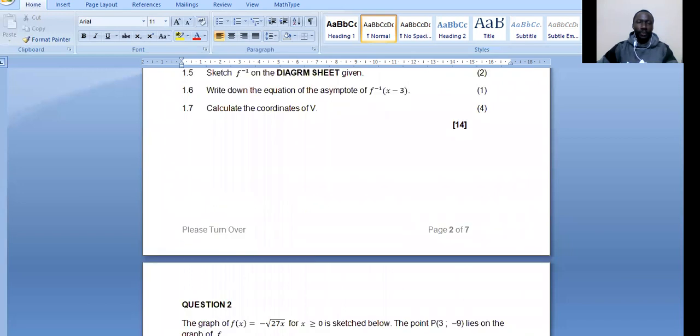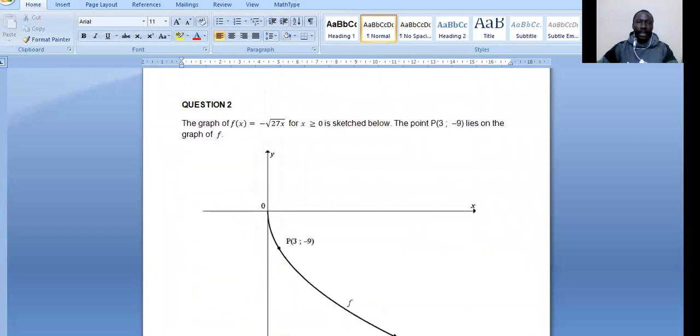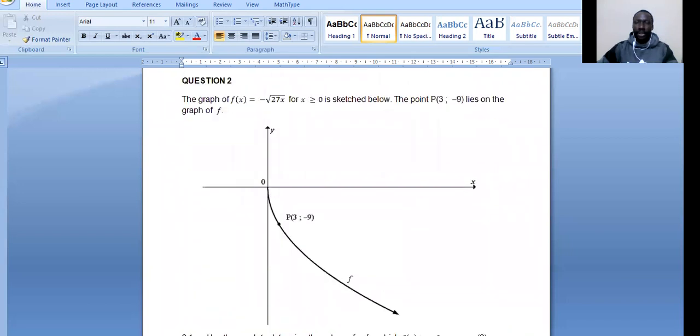So question 2 is right here. In case you're not able to see question 2, just write and let me know. Just message in the chat box and I check it out.